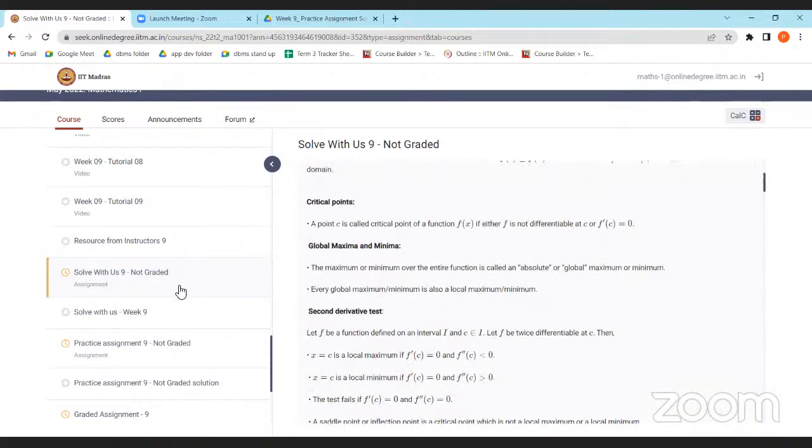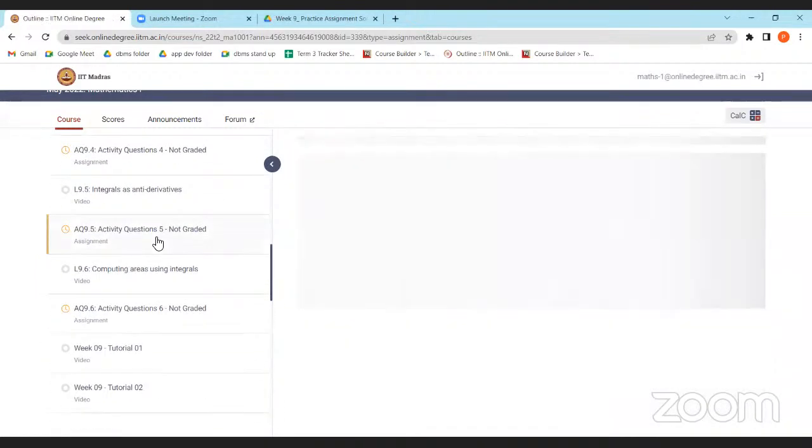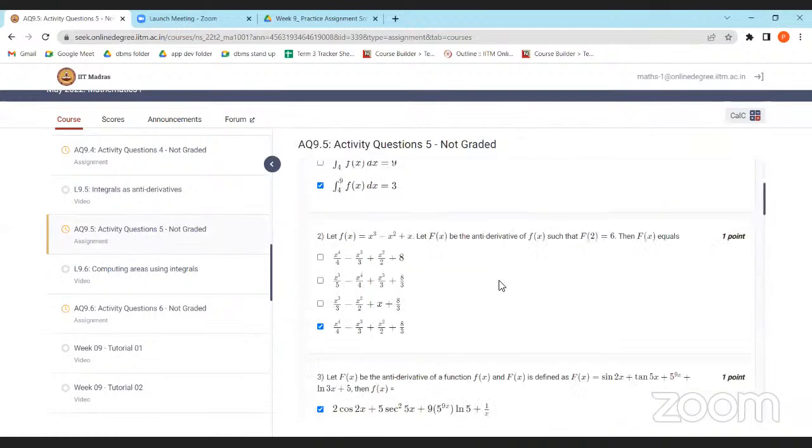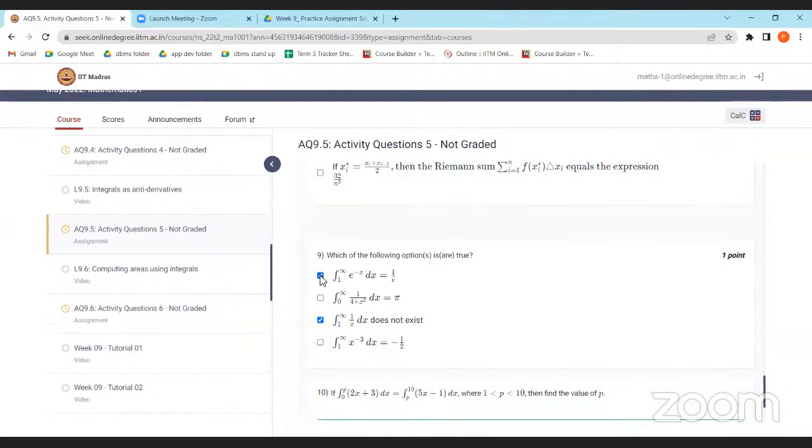Any doubt in any activity question? Activity 5, sir. Question number 10. 9, sir. Sorry, question 9. Yes, sir. How to solve the infinity form, sir? Just simply integrate, e to the power minus x, or integration of e to the power minus x. What is the integration of e to the power minus x?